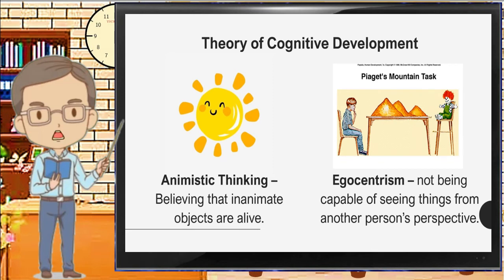The next is what we call egocentrism. When we say egocentrism, the ego is the self. Centrism means how you center your thinking, or where your thinking revolves. So when we say egocentrism, your thinking revolves around you. You do not have the capability yet to see things from the perspective of another person.